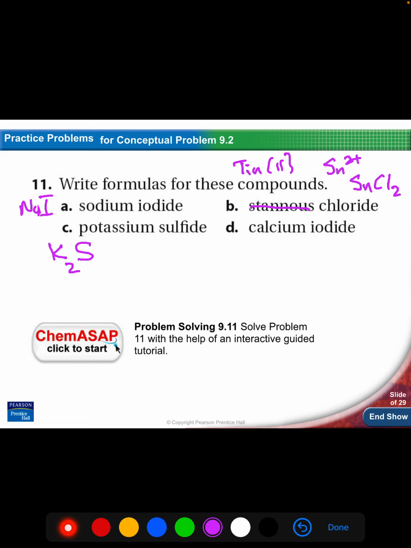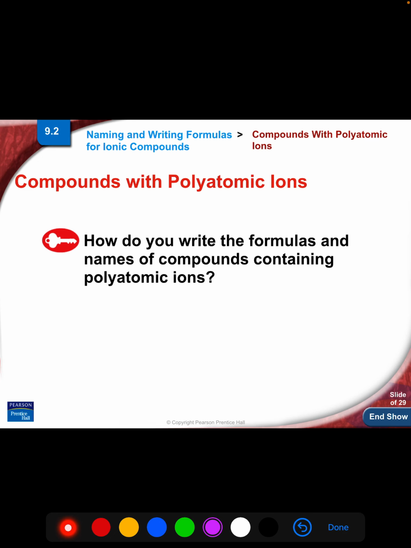And calcium iodide, again, this iodide is a group 7 halogen. It always has a -1 charge. But calcium is a group 2 metal. It always has a +2 charge. And I would need 2 of those iodide ions to balance that. So this is how you write the formulas from the name.